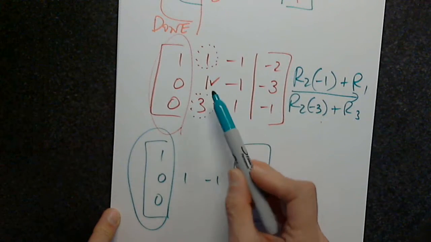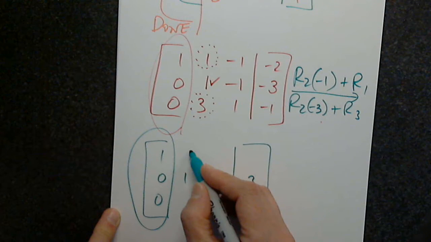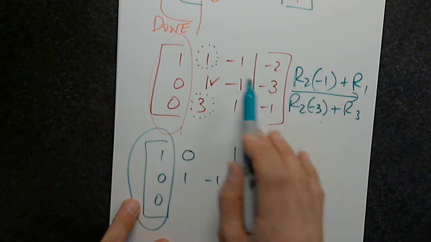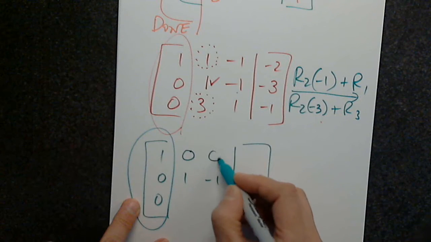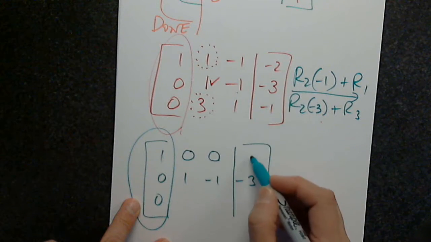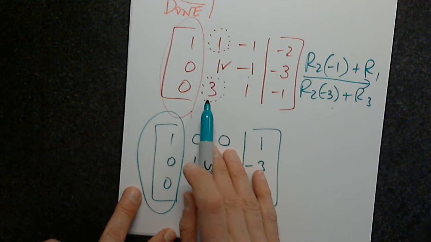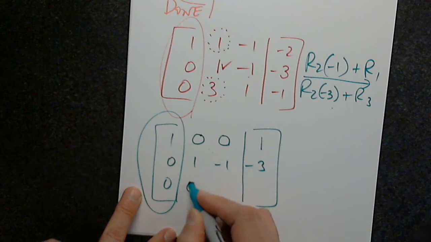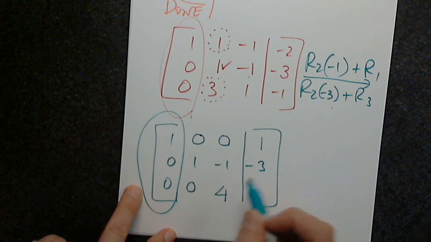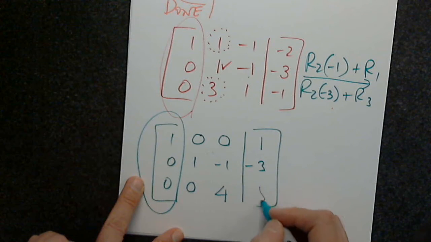Ready? 1 times -1 plus 1. Perfect. -1 times -1 minus 1. Lucky me. -3 times -1, 3 minus 2. Excellent. 1 times -3 plus 3. Excellent. -1 times -3 plus 1. Excellent. -3 times -3, 9 minus 1. Excellent. Done.